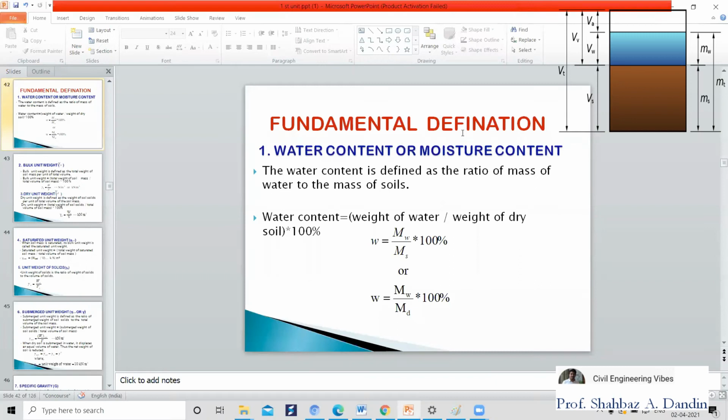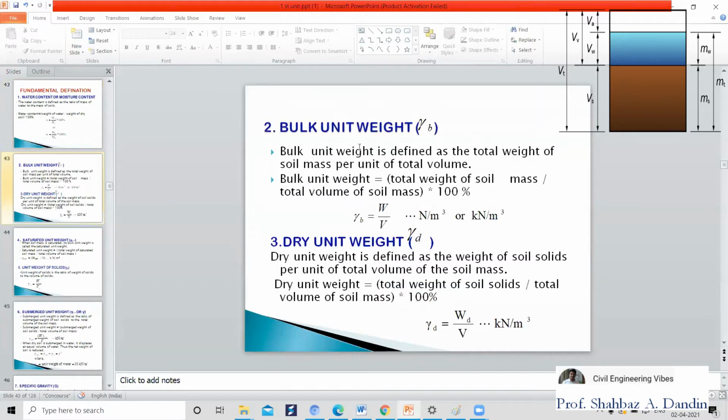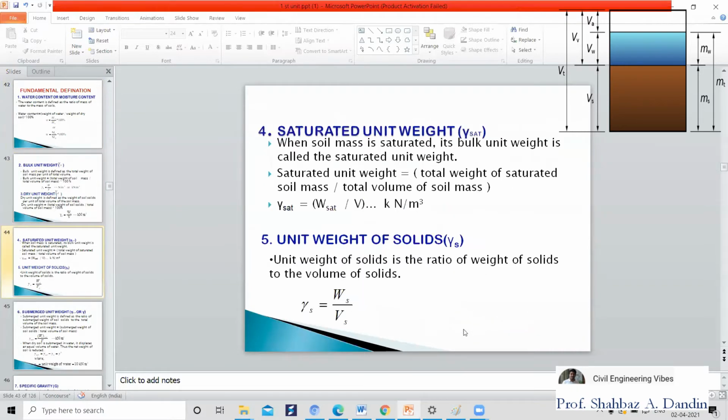The fundamental definitions. Water content, we will be saying it as W, a small w. Small w is equal to mass of water divided by mass of solids. Okay. Bulk density, weight divided by volume. Dry density, or dry weight divided by volume. Saturated density, we will be saying it as weight of saturated soil divided by volume.